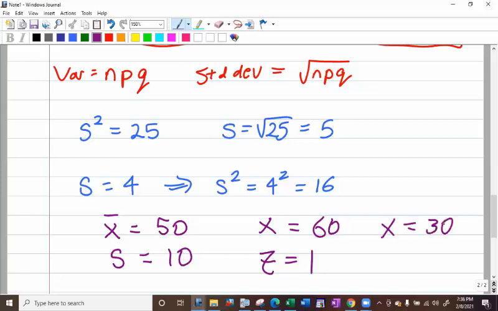So let's say it's 30. If you take 50 and you subtract 10 twice, in other words, 50 minus 10 is 40, minus another 10 would be 30. If you subtracted 10 twice to get to 30, that means it's 2 units of standard deviation, but in the negative direction. So the z-score would be minus 2.